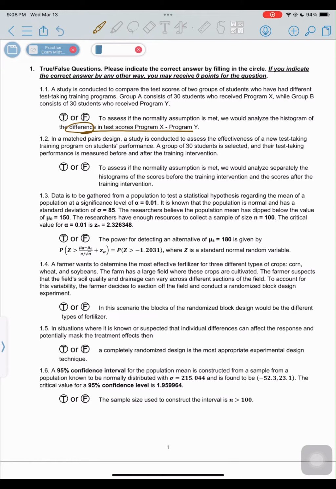And the question specifically asked to fill in the circles. So I will fill in the circles. So false.